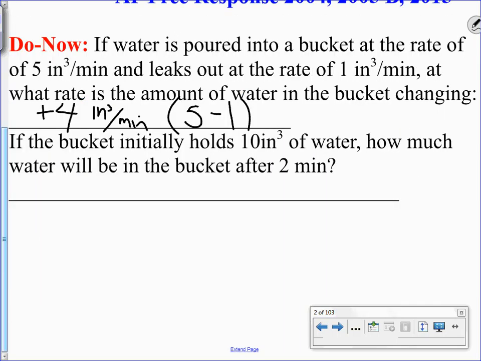Now it's thinking time. If the bucket initially holds 10 cubic inches of water, how much water will there be in the bucket after 2 minutes? Okay, Gene, what do you think? Anyone else think 18 cubic inches? Now, how did you get that?